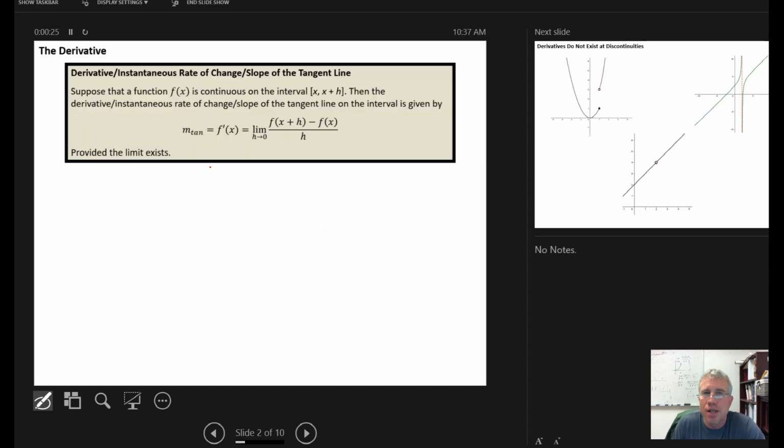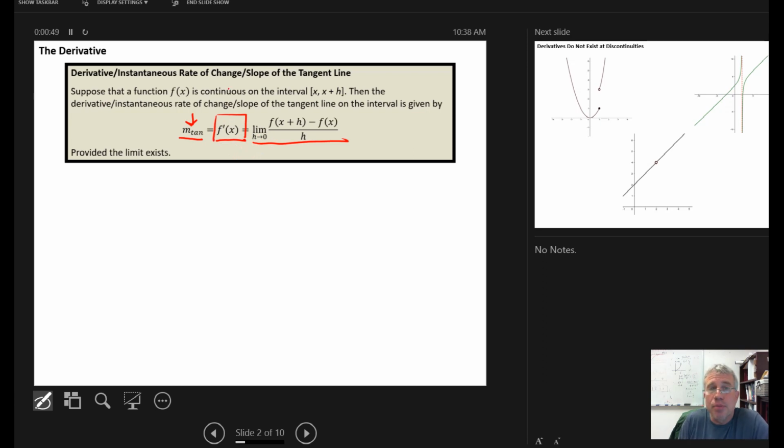So in the previous set of videos, we found the derivative by using the difference quotient and taking the limit as h goes to 0 on the difference quotient to find the slope of the tangent lines to a graph. And we named the function that described the slope of the tangent lines the derivative. And we use this notation to denote the derivative.